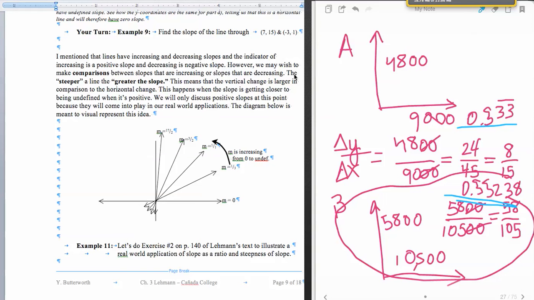This is section 3.3 continued. We're going to just wrap up this example number 10, I guess it's 10 here, but I've called it 11, so we'll go with that for the second.